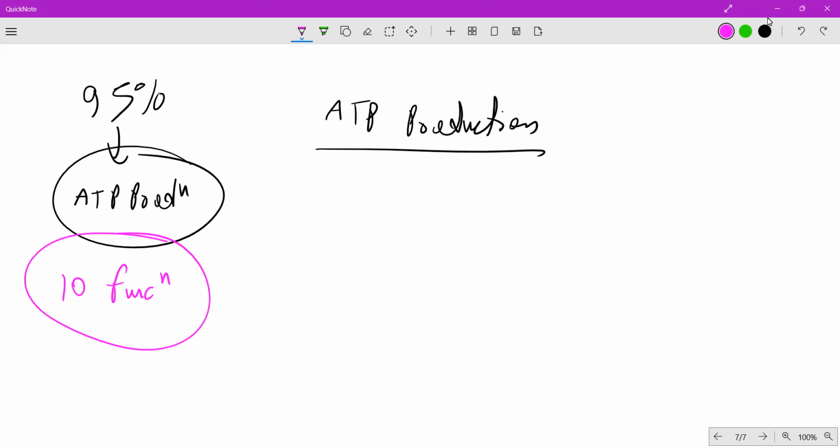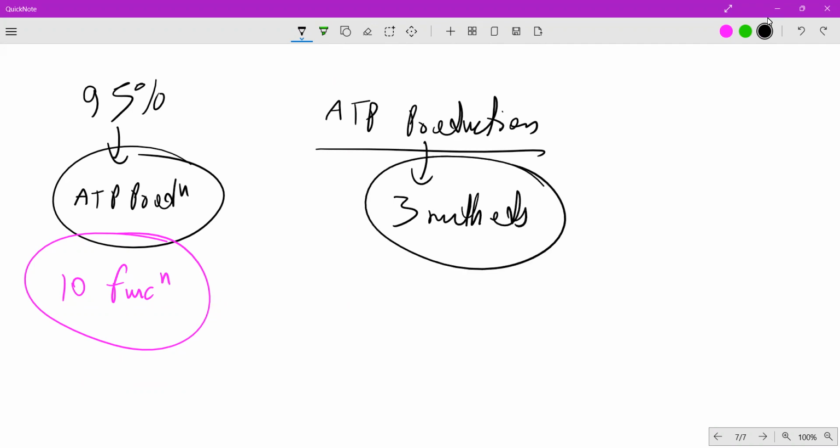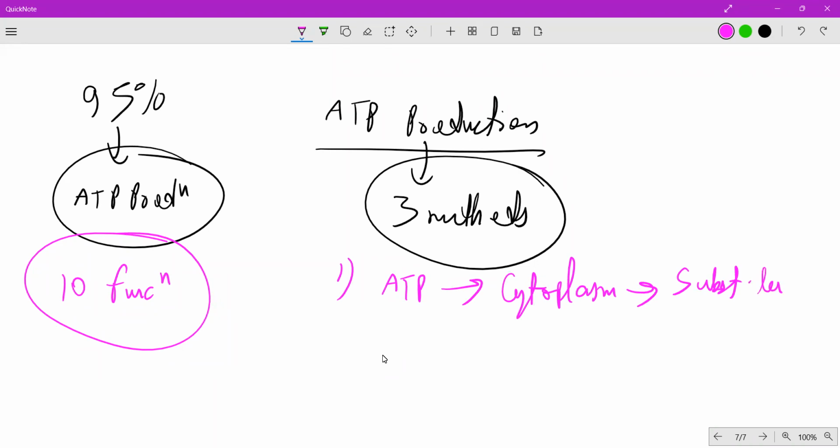Look at the ATP production. We know there are 3 methods of ATP production. There are 3 ways by which a cell can produce ATP. The first method you have just seen. What is that? Substrate level phosphorylation. पहला method क्या है? Substrate level. मतलब in the first method, the ATP can be produced in cytoplasm. We call it substrate level phosphorylation.